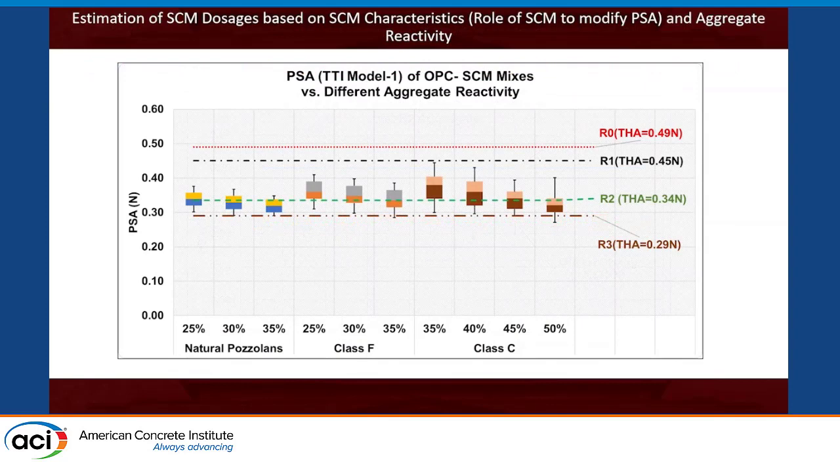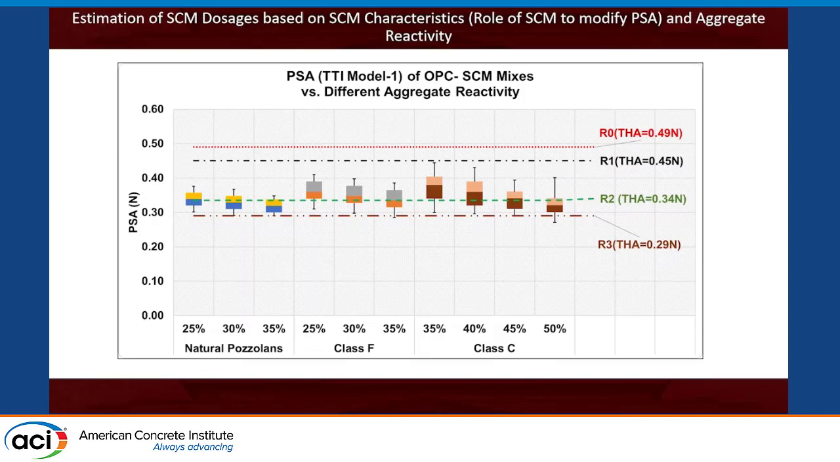Now, this is another important point. Suppose aggregate reactivity is also changing. The top line is R1, where the threshold is 0.45. Now R2, that's what we tested, 0.34. For R3, a very highly reactive aggregate, it is 0.29.